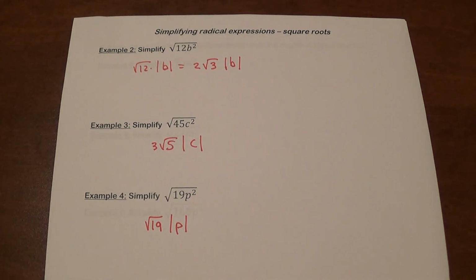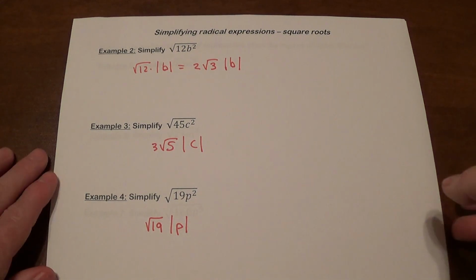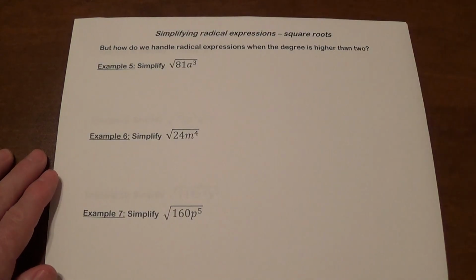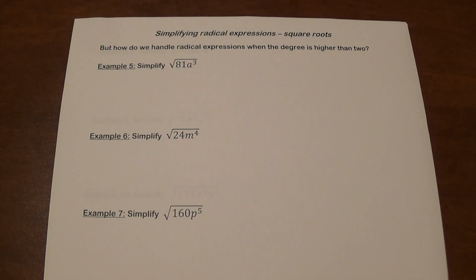Okay, so far it's pretty straightforward, but of course what's going to happen when you go to higher powers of a? You're going to say, well, what about a cubed or a to the fourth or a to the fifth? How do we handle that? Because our property only helps us do that with square roots.